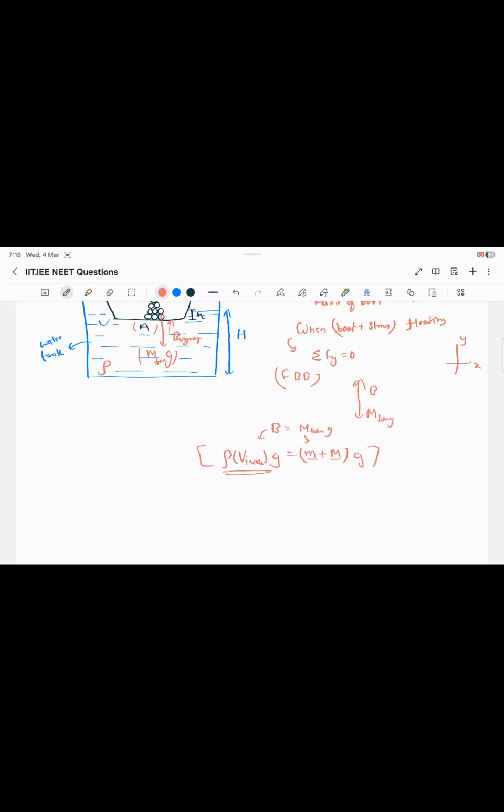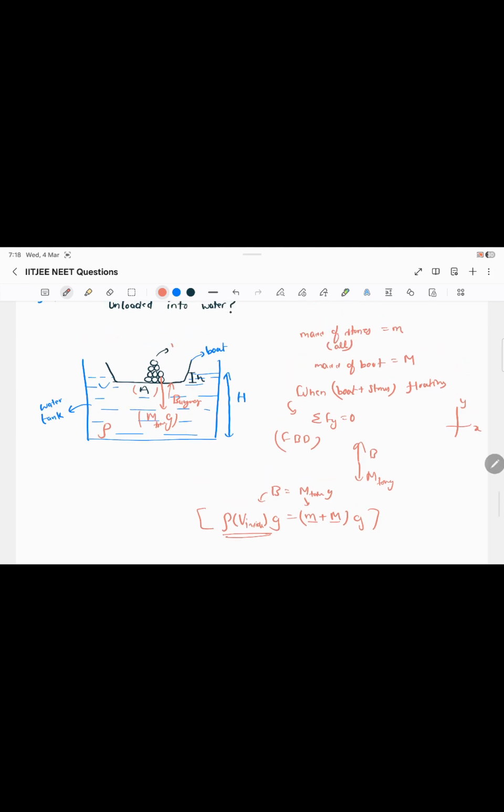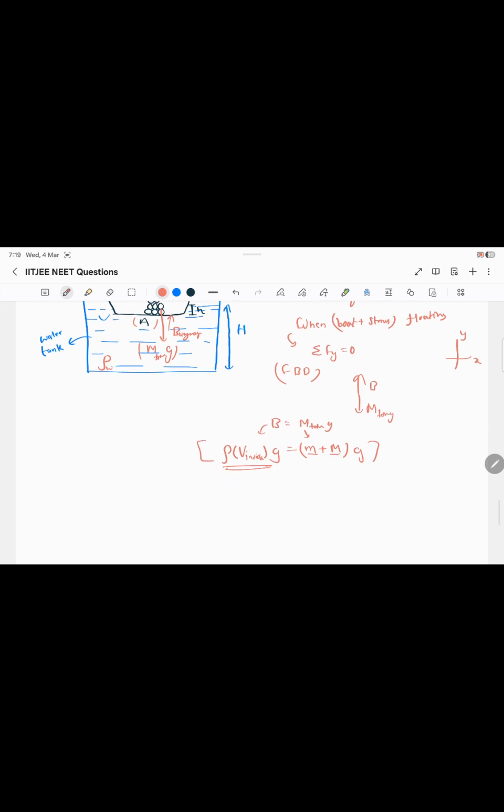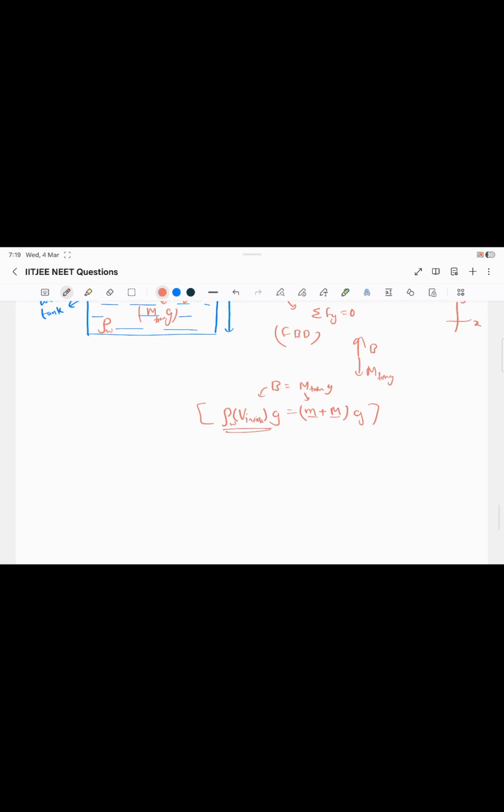Okay, we can go further, and we should also assume that the mass is m, and I can say the density of stone will be rho s. I can denote density of water by rho w. So I can cancel g. Now we have to find how much volume of the boat is inside water. That will be m plus capital M over the density of water. This I can say.